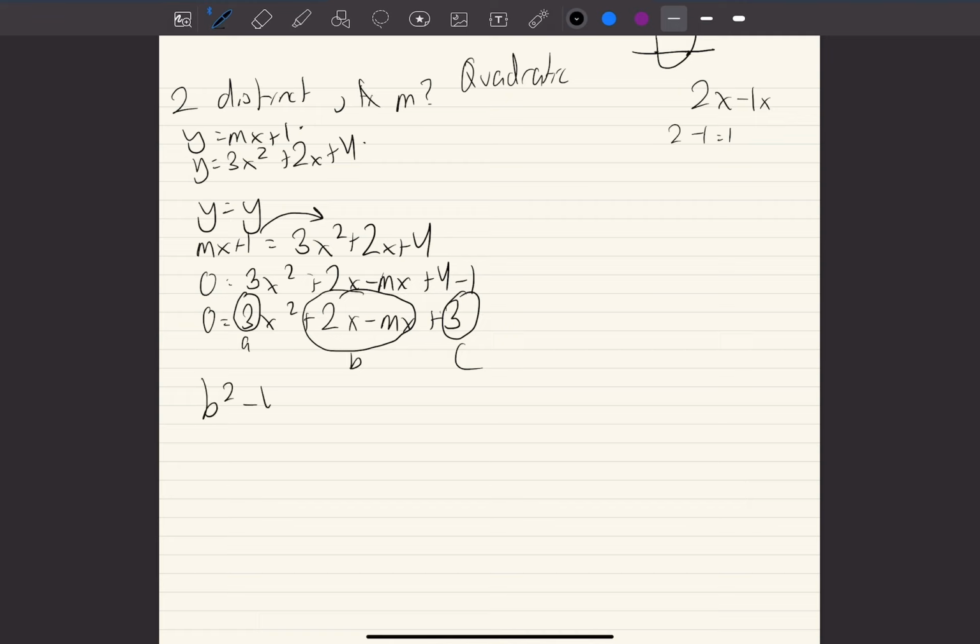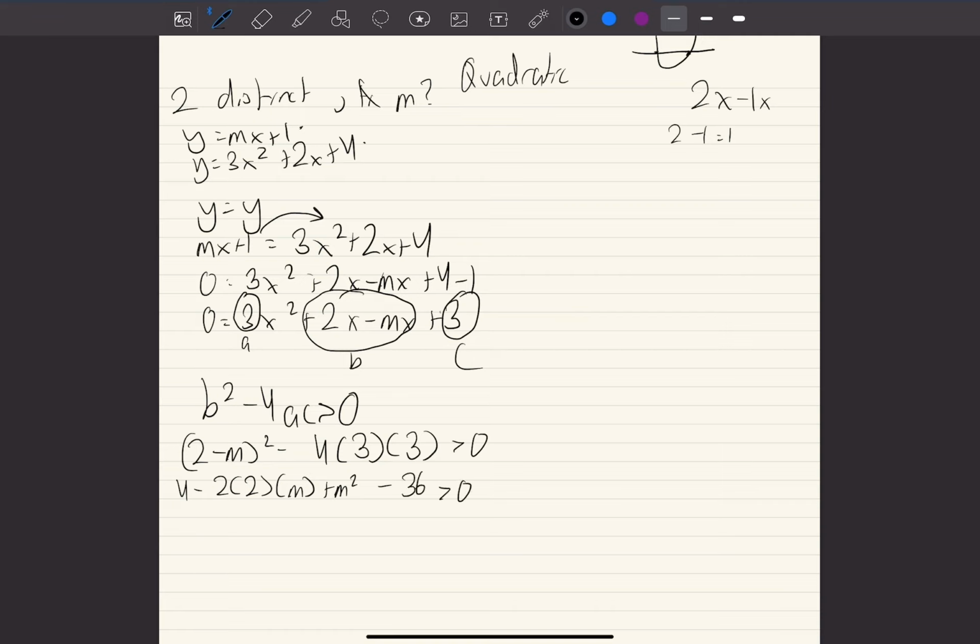Since they said the line intersects the curve at two different points, that means that b squared minus 4ac is, you guessed it, greater than 0. Now let's plug in the values. 2 minus m squared minus 4, coefficient of x squared, 3, and c, which is also 3, is greater than 0. So that's 4 minus 2 into 2m plus m squared minus 36 is greater than 0. So 4 minus 4m plus m squared minus 36 must be greater than 0.